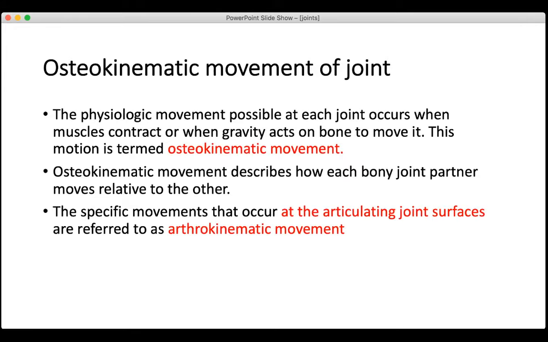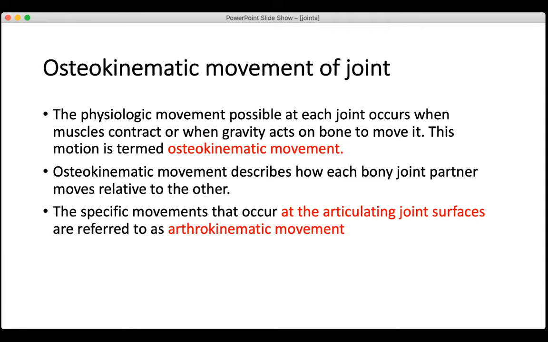Now I'll discuss two or three terms which are biomechanically used to describe joints, and then we'll conclude. So what is osteokinematic movement of joint? In simple terms, whenever you have to do a movement, for example, you have to throw a ball or you have to kick a ball, you have to apply force. That force will come from your muscles, because only when muscles contract will force be produced, and then the produced force will do the movement.